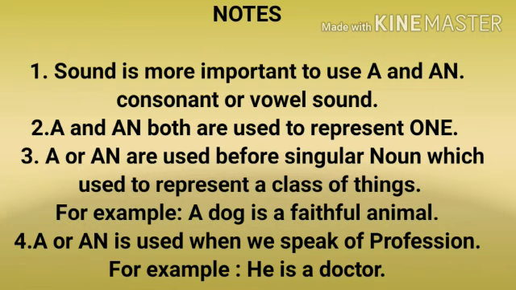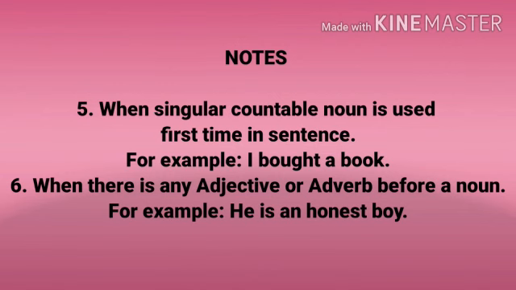Point number 4, a or an is used when we speak of a profession. For example, he is a doctor. Point number 5, when a singular countable noun is used for the first time in a sentence. For example, I bought a book. Point number 6, when there is any adjective or adverb used before a noun. For example, he is an honest boy.